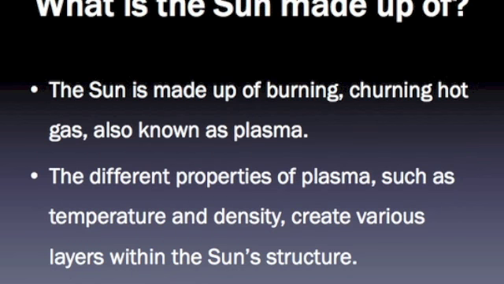So what is the sun made up of? The sun is made up of burning, churning hot gas, mostly hydrogen and helium. And gas at this temperature is also known as plasma. The different properties plasma has, such as its temperature and density, create various layers within the sun's structure, and we're going to take a closer look at those now.